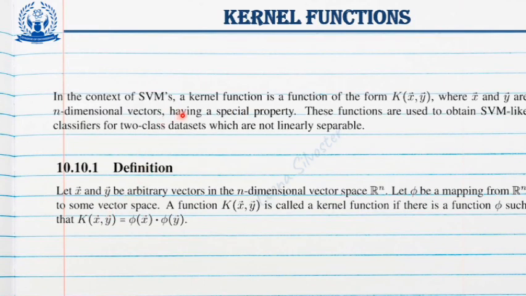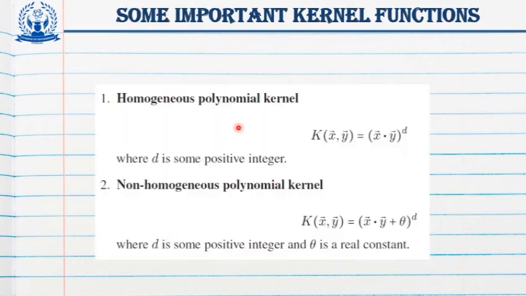In the context of SVM, a kernel function is a function of the form k(x, y), where x and y are n-dimensional vectors which have a special property. These functions are used to obtain SVM-like classifiers for two-class data sets which are not linearly separable. Definition: let x and y be arbitrary vectors in the n-dimensional vector space R^n, and let phi be the mapping from R^n to some vector space. A function k(x, y) is called a kernel function if there is a function phi such that k(x, y) equals phi(x) dot phi(y). So this question is also important.